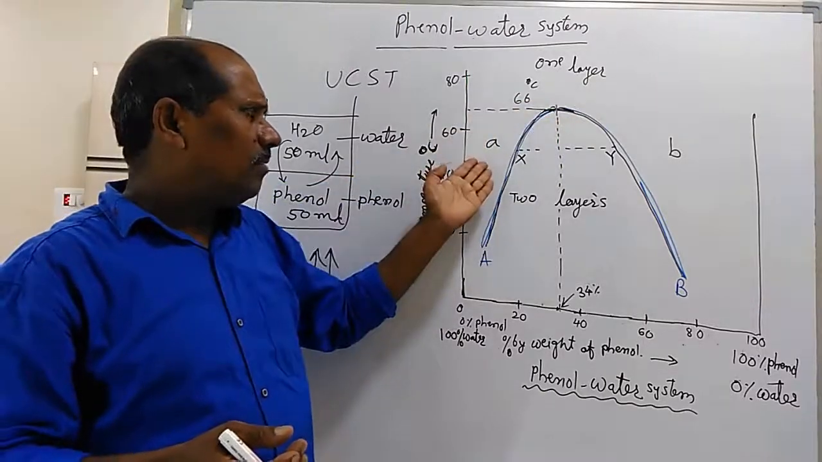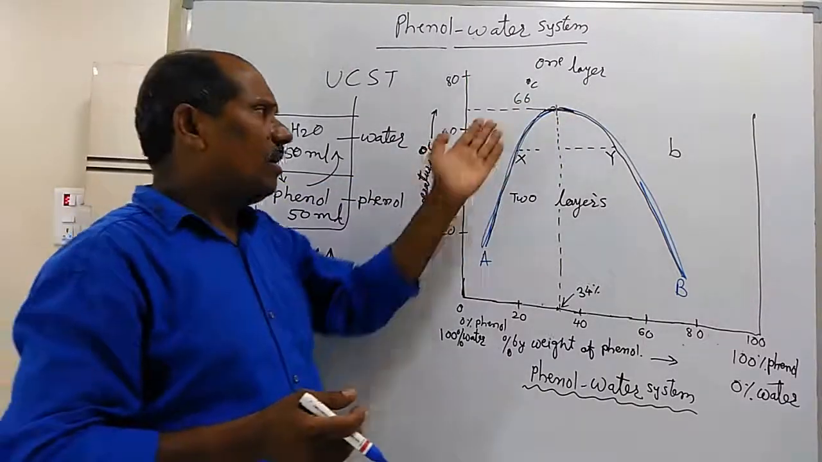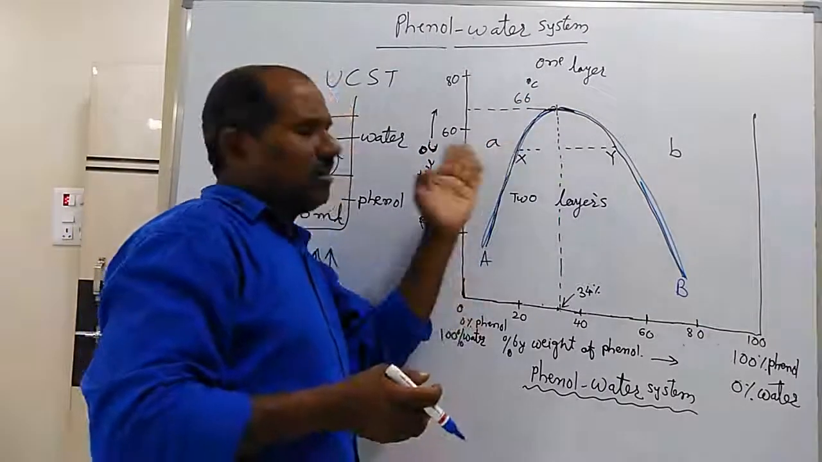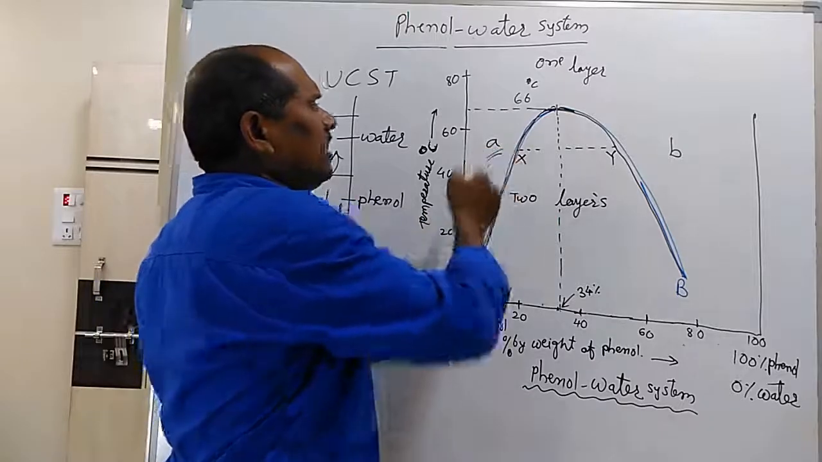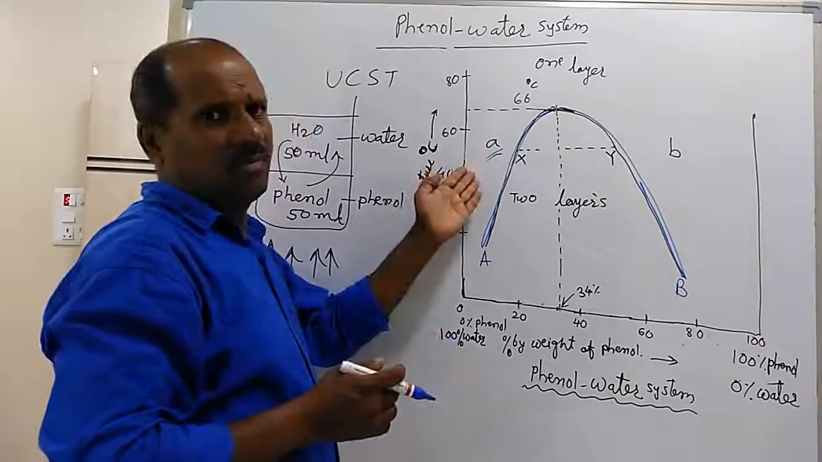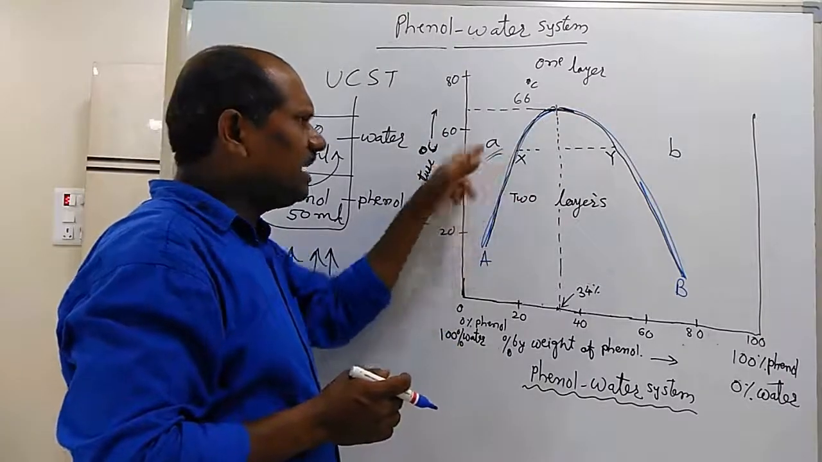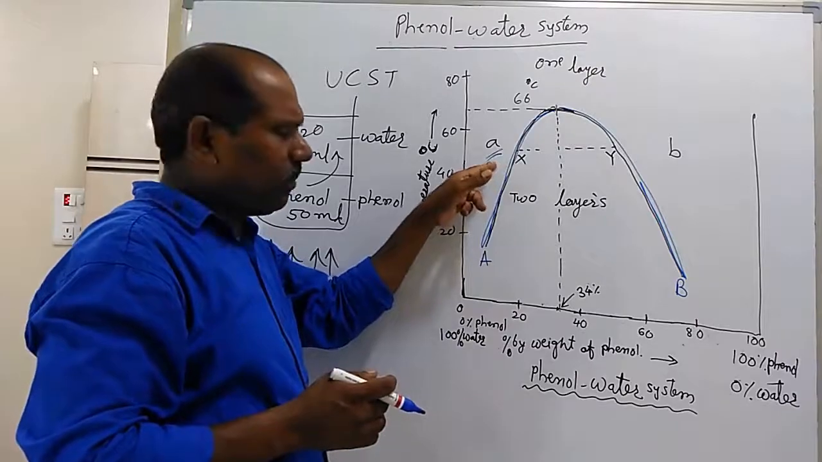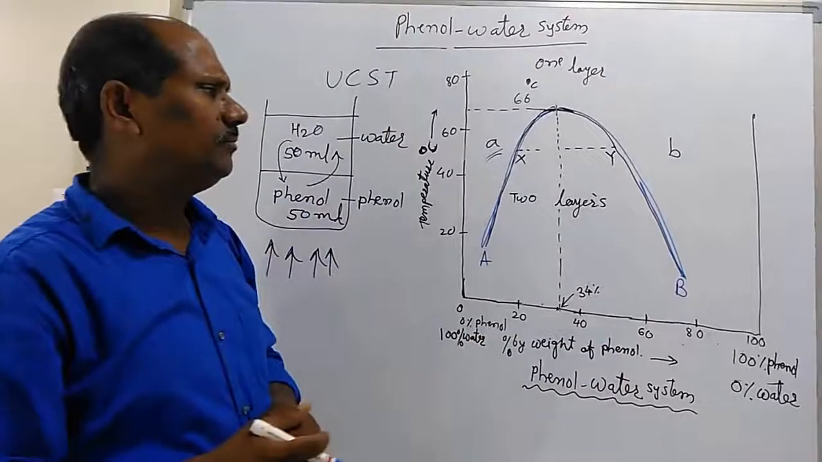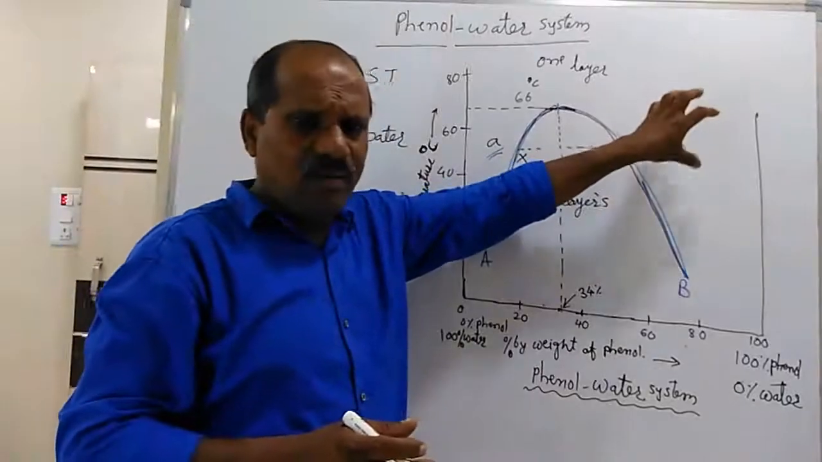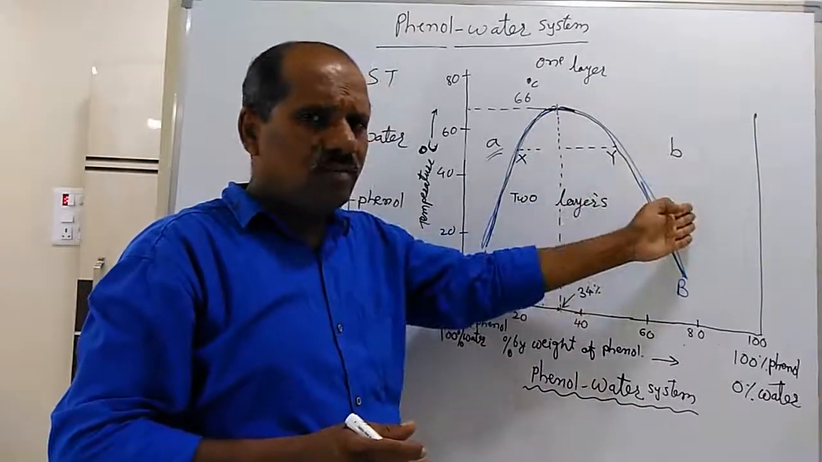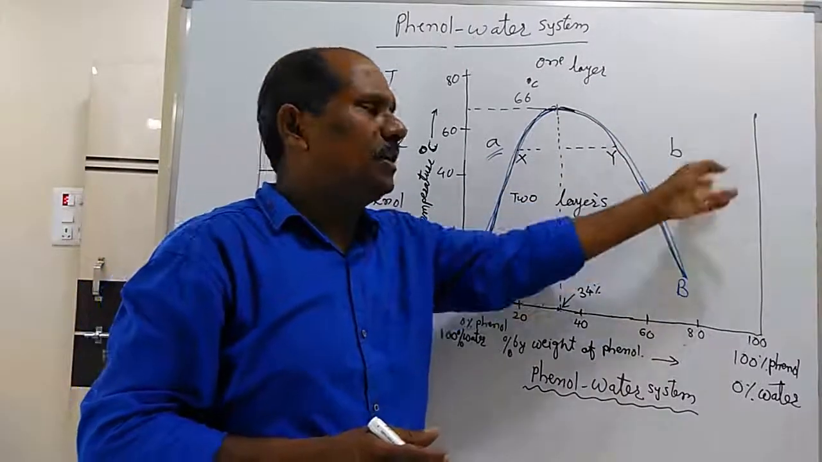What about the point A? Below the 66 degrees Celsius, outside the curve, the liquid is an unsaturated liquid of the phenol in water. In this case, an unsaturated solution of phenol in water type is present. At the point B, on the right hand side, there is a single phase in which an unsaturated solution of water in phenol is present.